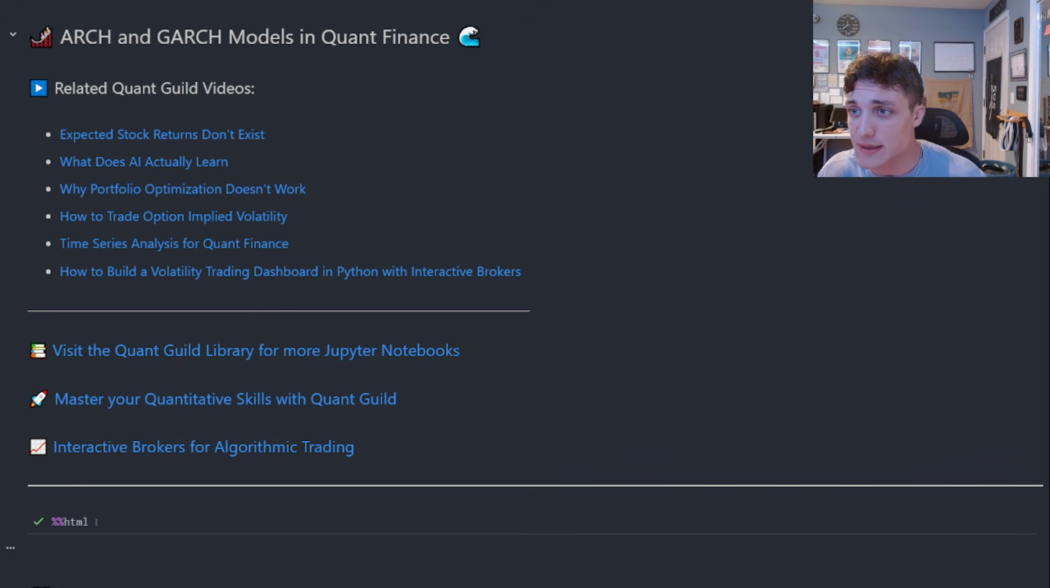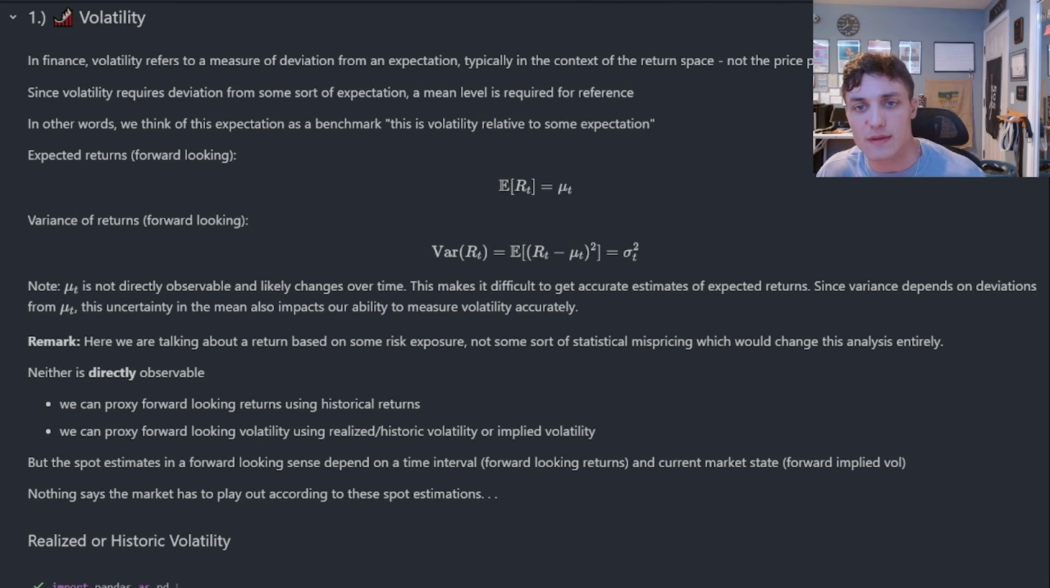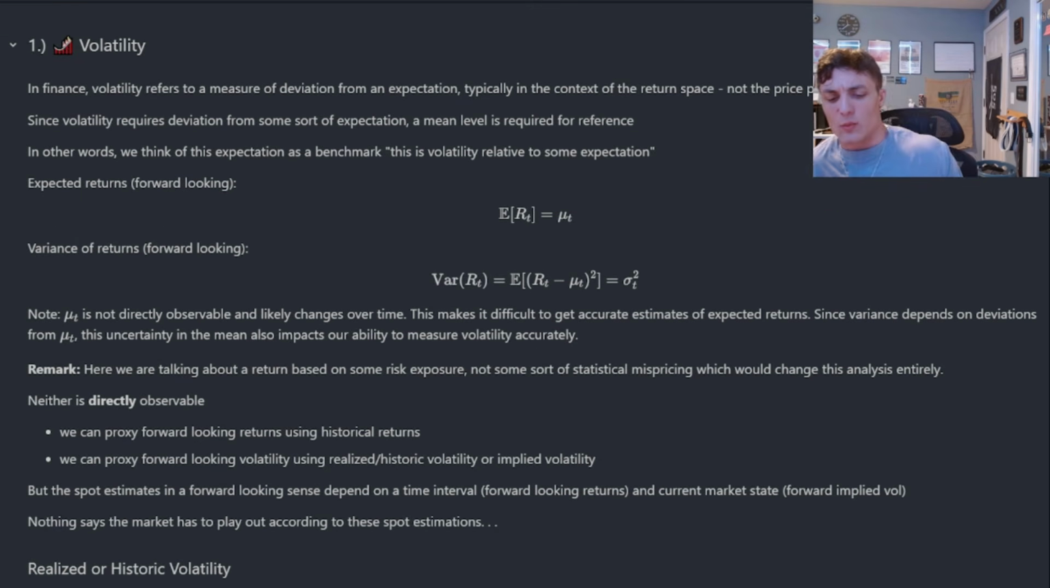Without further ado, let's get started by discussing this idea of volatility. What is volatility anyway? We'll hear this as some sort of fear gauge, some measure of dispersion or choppiness. All that's a very fair assessment. Really, a little more formally, all volatility is a measure of deviation from some sort of expectation, typically in the context of returns. So we're not dealing with the stock price path, but rather the returns associated with that path.